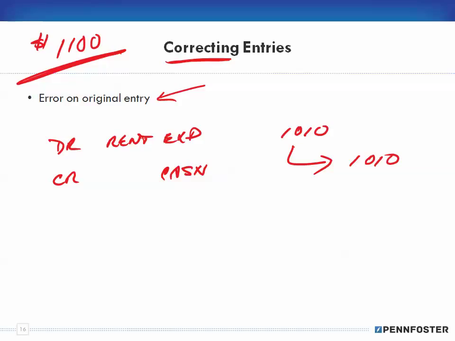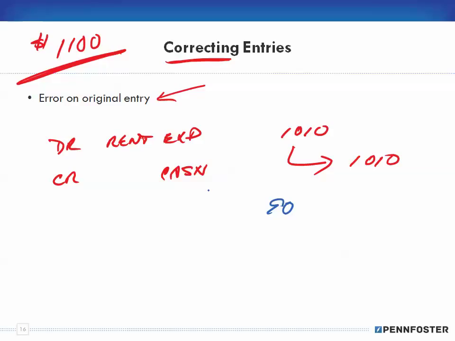Okay, there was a $90 mistake, so the accountant needs to make a correcting entry for that amount, all right, for the $90. Right? Because the original entry is incorrect. So those are correcting entries. Relatively simple.